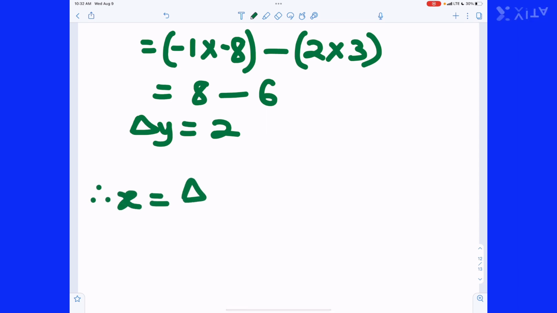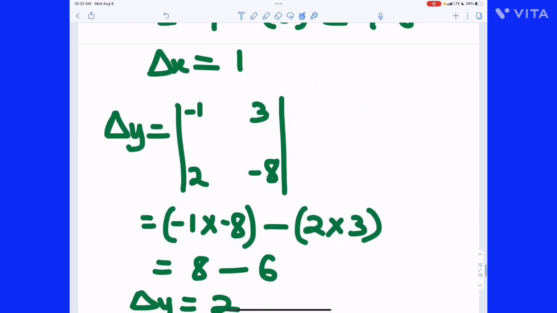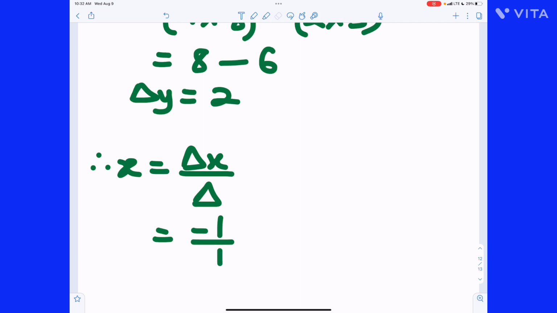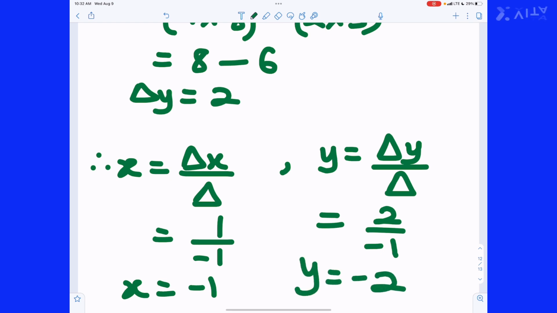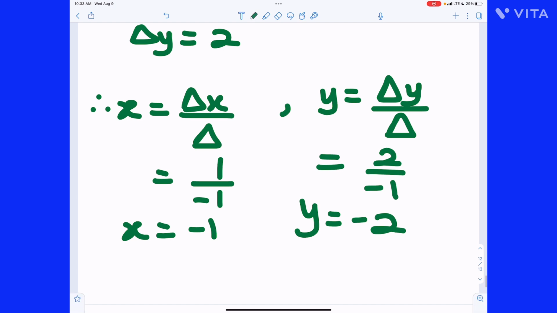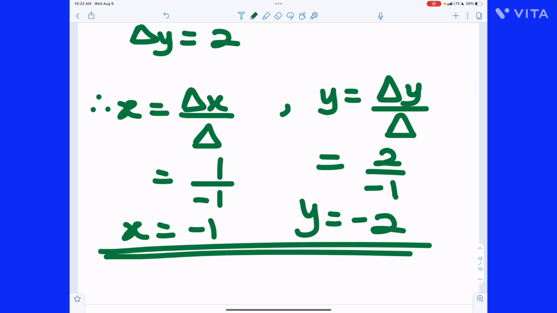So now I can get my x. My x is delta x over delta, which is 1 over minus 1, and that gives me minus 1. So x is minus 1. Also, y is delta y over delta. That's 2 over minus 1, so y is minus 2. That answers question 2. X is minus 1, y is minus 2.